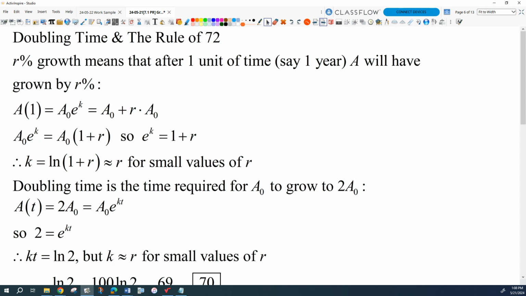So if we suggested that 7% growth in Pendleton was a good idea, that means the population of Pendleton would be doubling every 10 years. Now that might change your opinion, right? 7% sounded okay. It didn't sound like that big a deal. But doubling the population of Pendleton every 10 years seems a little bit crazy, right?